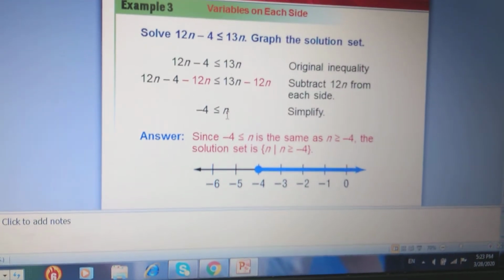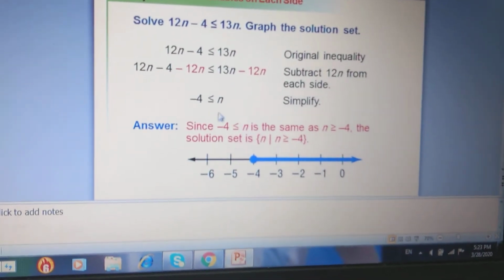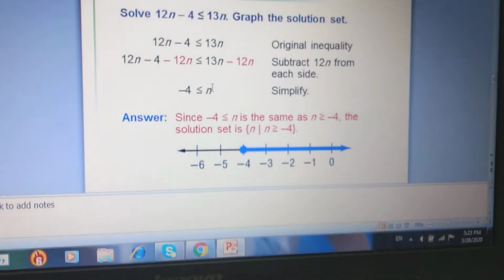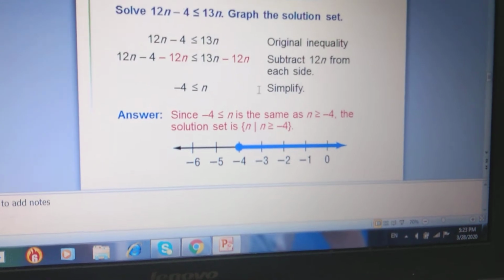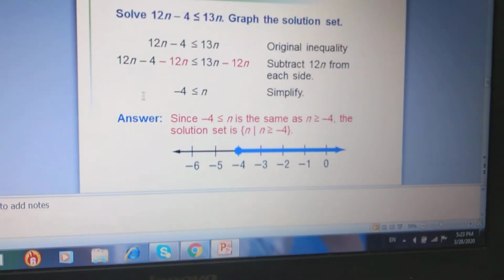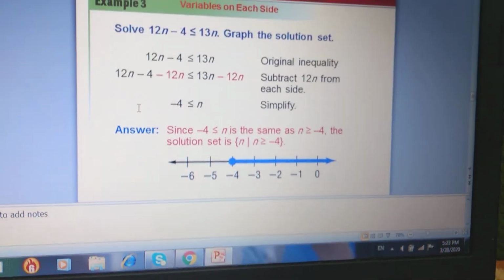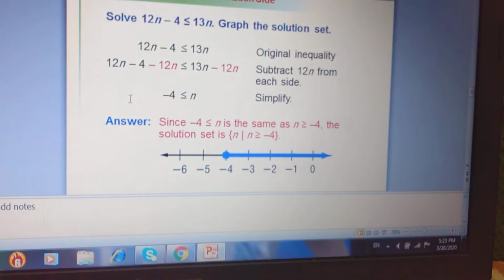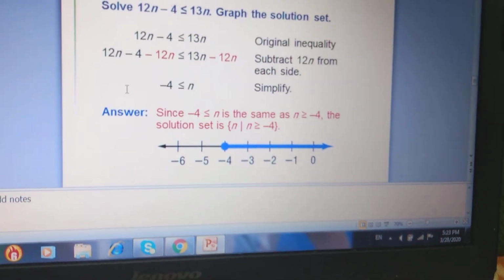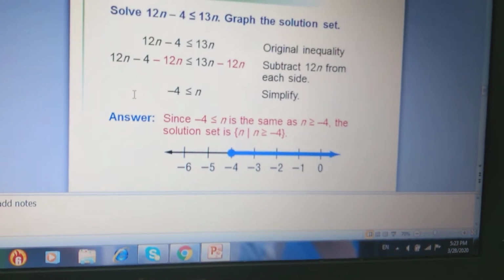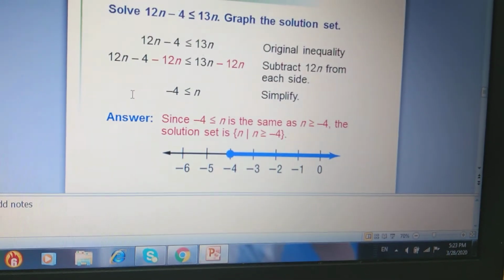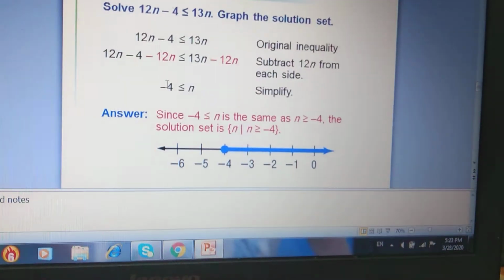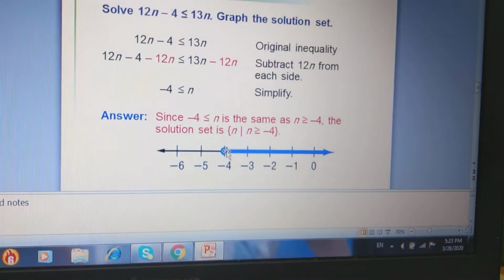How do I graph the solution? To graph the solution, first I must draw a number line, like this one. And I put numbers. The numbers must be before the solution and after the solution. How? Here the solution is negative 4. Then I start, for example, from negative 7, negative 6, negative 5, negative 4, negative 3, negative 2, negative 1, 0, and so on. First step, after I draw the number line, I must put a circle over the solution. What is the solution here? Negative 4. You see, I put a circle over negative 4.